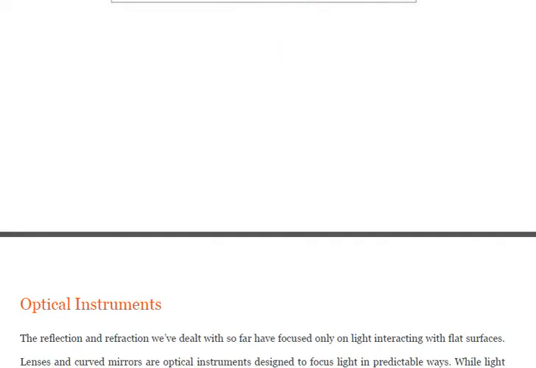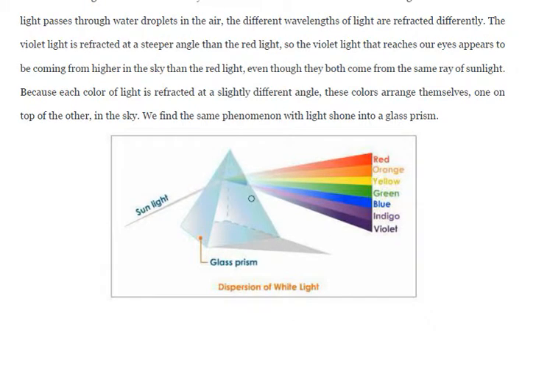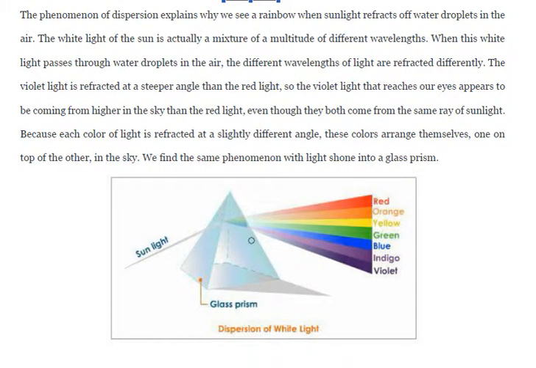Alright, so we'll start next week into optical instruments, where we start talking about these ideas a little more mathematically, rather than conceptually like we have been this week.